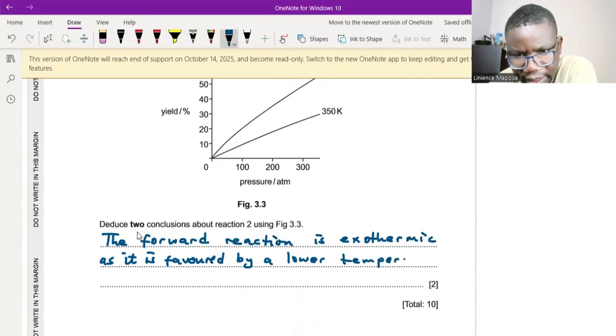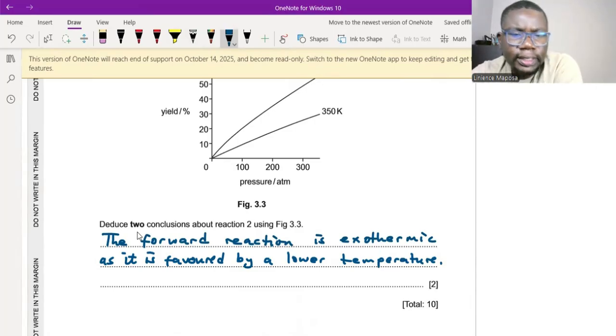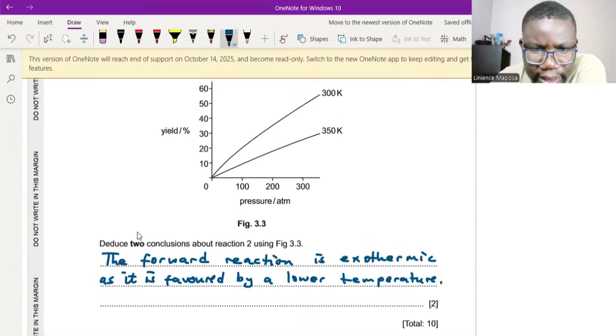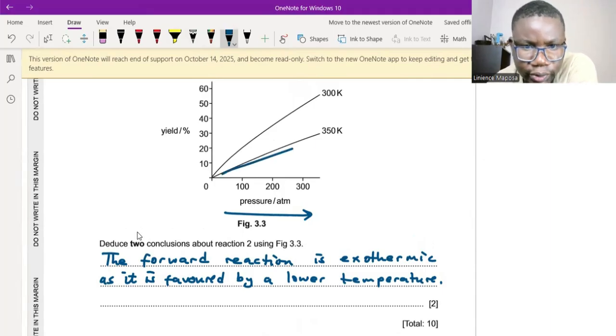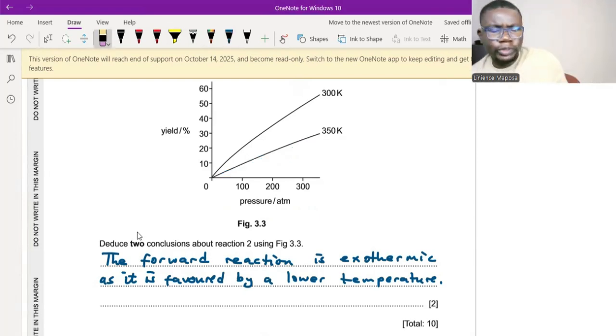They didn't say we must explain, but look, I'm just explaining. Another thing that we see is that when you increase the pressure, the yield also goes up. So pressure and yield are directly proportional. So let's think about what we do when in equilibrium in class.